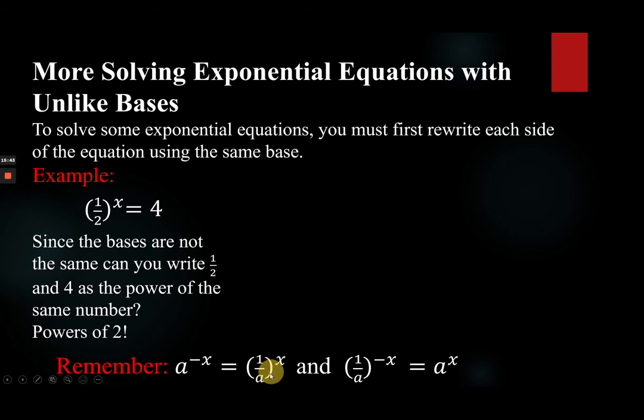Remember, if you have a fraction, to rewrite it as a whole number, the exponent can have a negative. We are taking this law backwards. So 1 over a raised to x is going to become a raised to negative x. Therefore, if this is 2, then it's going to become 2 raised to negative x. Therefore, this is going to become 2 raised to negative x is equal to 4.